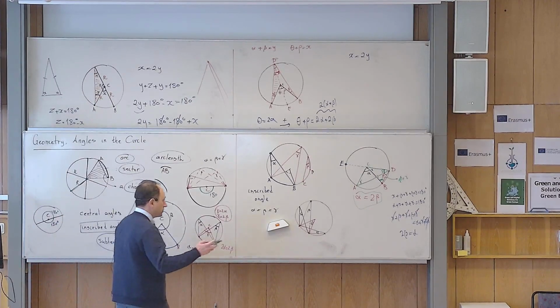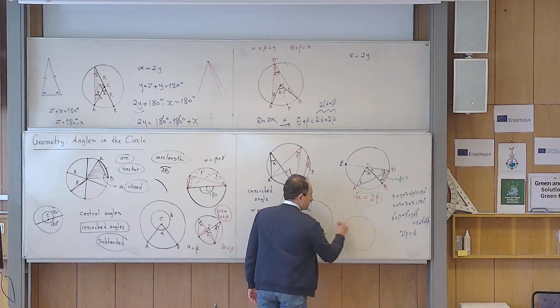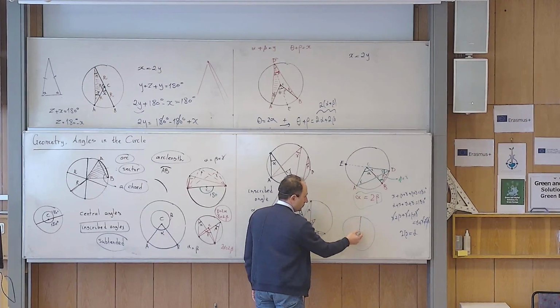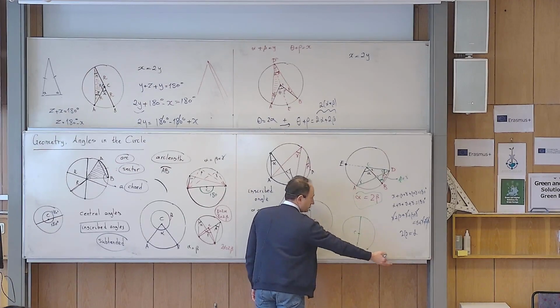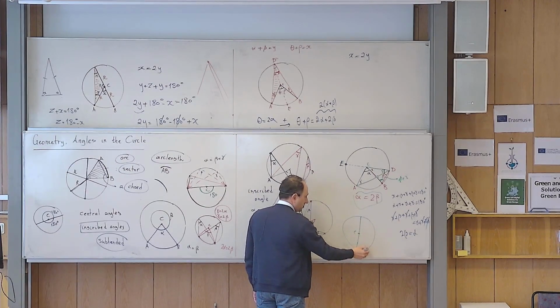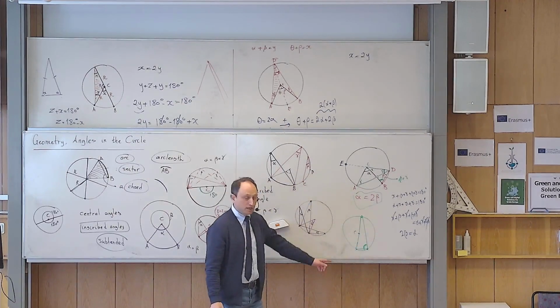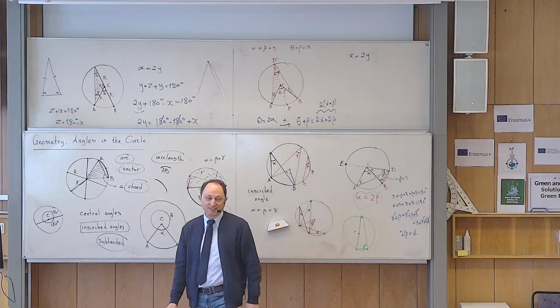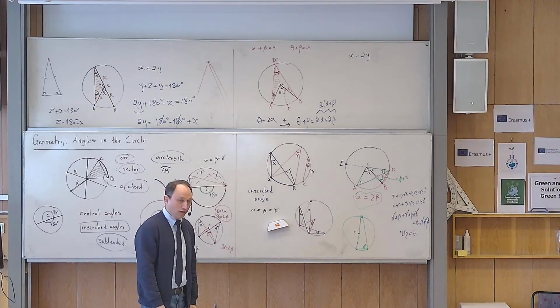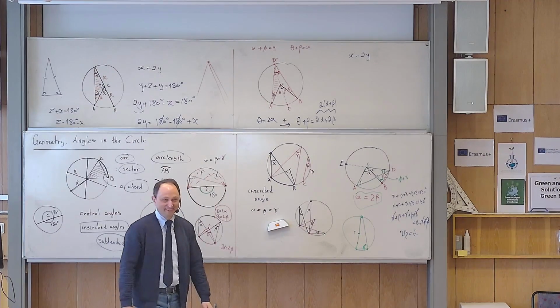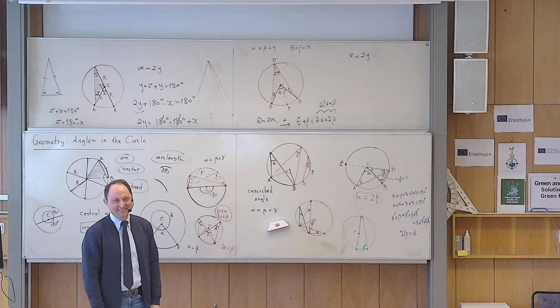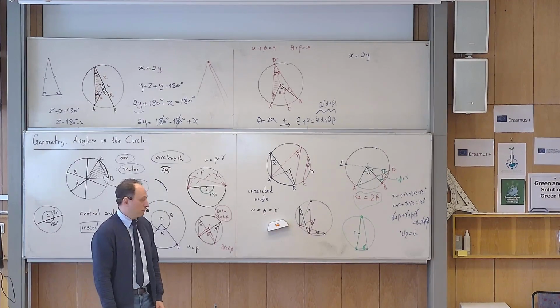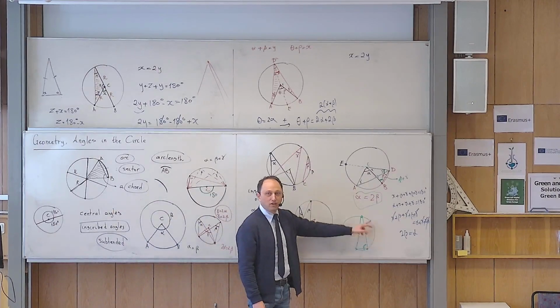So for example, let me draw another picture, another random one. This is the center. I draw a random diameter, and then I pick a random point, doesn't matter on the right or on the left, and I connect it to the end of the diameter. Then what is this angle? 90. Yes, it is 90. Why? Because it is an inscribed angle opposite to the diameter.